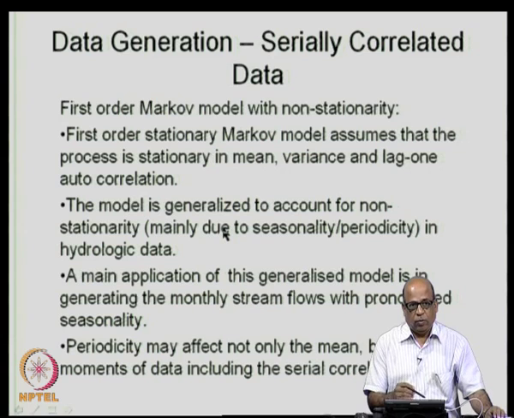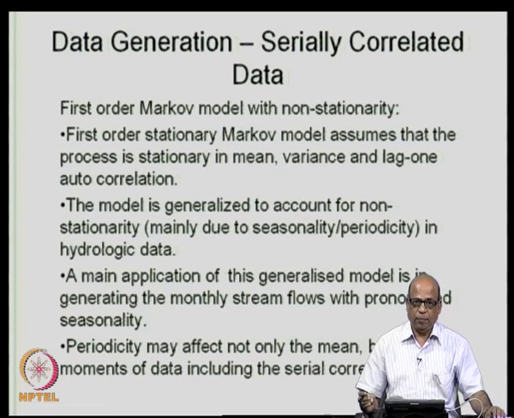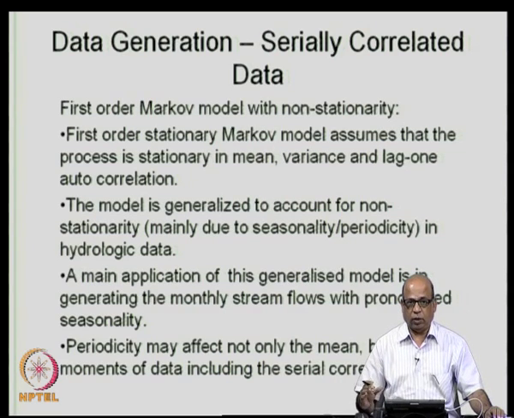So, the same model now we generalize to account for non-stationarity, and this non-stationarity essentially arises from the periodicity. As I just mentioned, the June month flow of this year may be correlated with the June month flow of the previous year. So, there may be a 12-month periodicity, there may be a 6-month periodicity, there may be 2-year periodicity and so on, depending on the type of data that we consider. And this kind of periodicity introduces non-stationarity in the data, and this non-stationarity we will build into this model now, build into the first order Markov model.